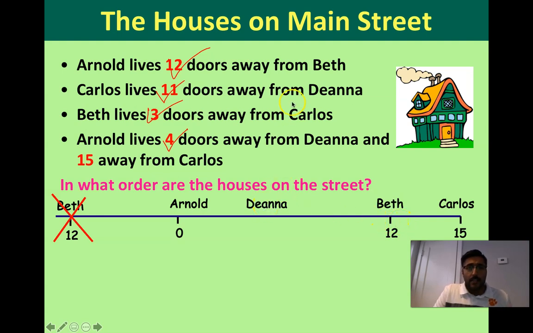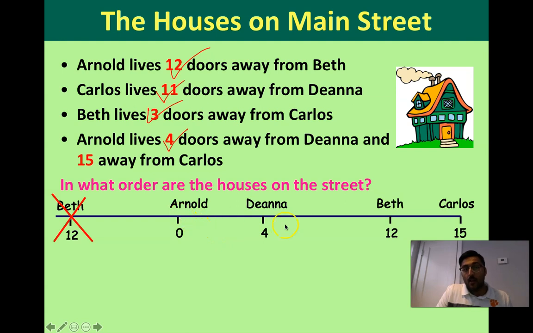Deanna lives 11 doors away from Carlos. So I could put Deanna here, and that's roughly 11 away from Carlos. I could also use this last statement here. Arnold lives 4 doors away from Deanna. So there's Deanna and Arnold over there. And now I've got everyone situated. I've got Arnold, I've got Deanna, I've got Beth, I've got Carlos, and I know that everyone's certain distances away from each other. Carlos is 11 doors from Deanna. I can figure that out.